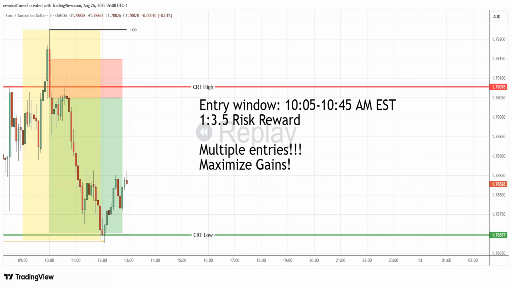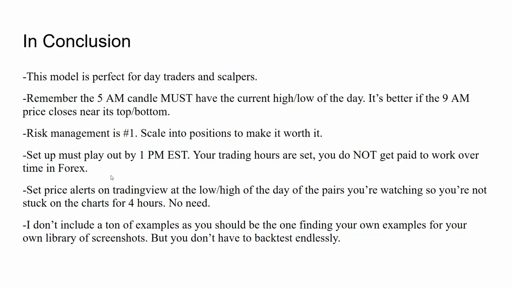Or if you're risking $10 per entry, that's if you're risking 10 to make 30, that's 30, 60, 90. So this could be almost $100 a day if you're risking $10 per entry. Okay. So things like that, though, that's what makes it worthwhile, not just necessarily one entry. Okay. So scale into these things, get your money, get out, go on about your day. All right. So in conclusion, this model is perfect for scalpers and day traders, not swing traders.